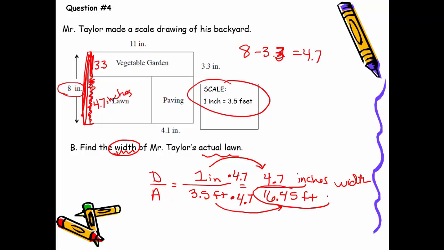I have just figured out the width of the actual backyard, and hopefully you're noticing my process is the same every time. I do drawing over actual. I either am given a scale or I find the scale. I then use that scale to figure out the missing piece.